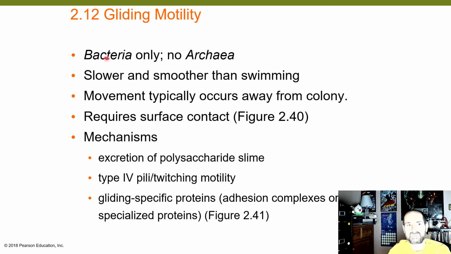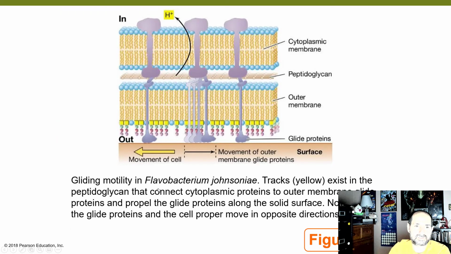So what's gliding motility? Well, this is found in bacteria, not in archaea. It's slower and smoother than swimming. The movement typically occurs away from the colony and requires surface contact. So you have to be gliding on a surface. And what's the mechanism? You excrete polysaccharide slime, and then your type 4 pili conduct twitching motility.